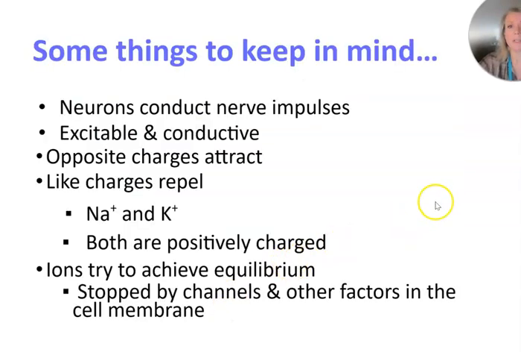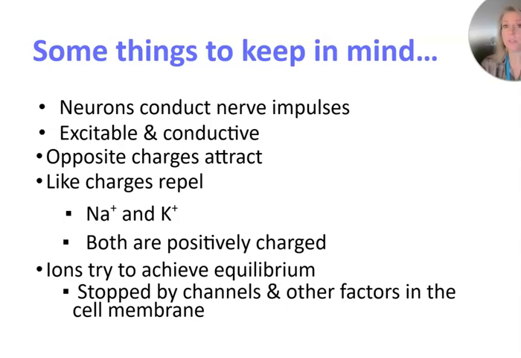All right, so before we start, there are some things that you need to keep in mind. The first is that neurons conduct nerve impulses, and they are characterized as being excitable and conductive. Also, remember, we've got to talk a little bit about chemistry here, which is one of my favorite subjects. But just remember that opposite charges attract while like charges repel.